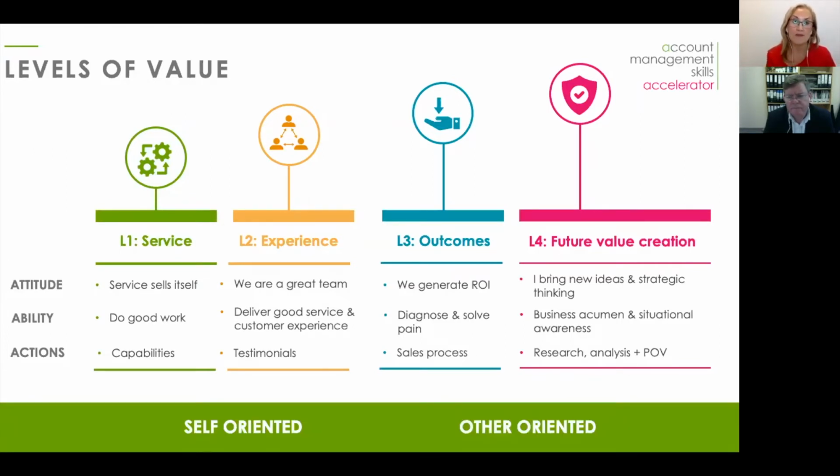With level 1 and level 2, this is very much about you. Level 3 and level 4 is a lot more about them and their business. So as I'm talking, just think about all of the clients you currently have and where you think you're operating in terms of the value you're giving.